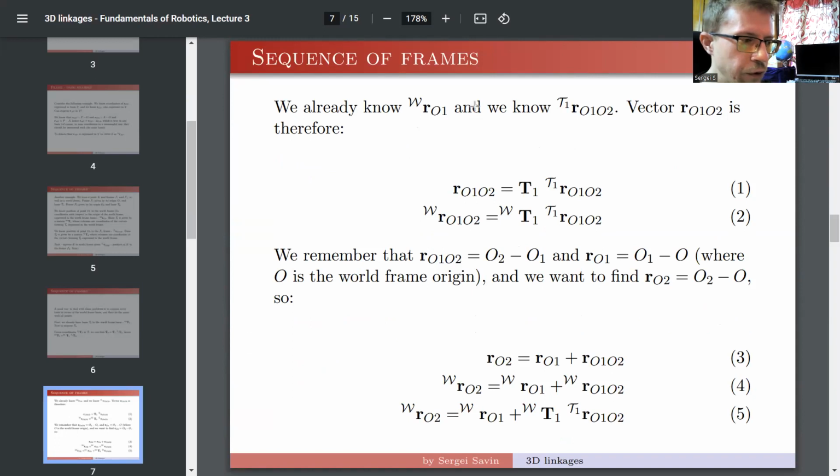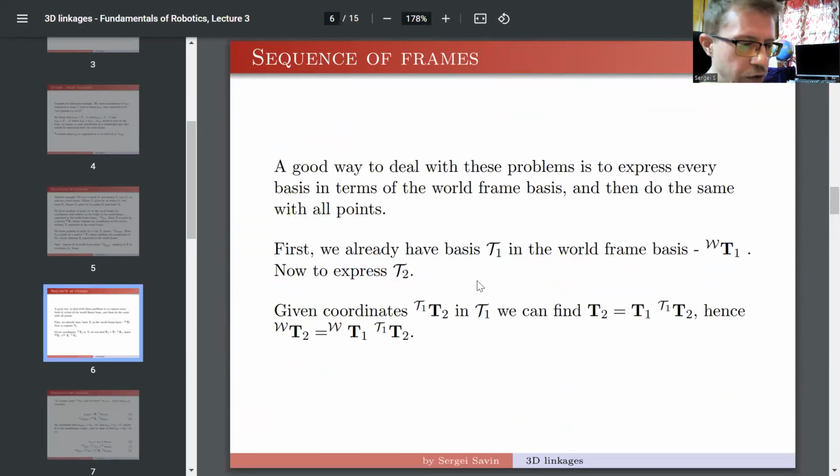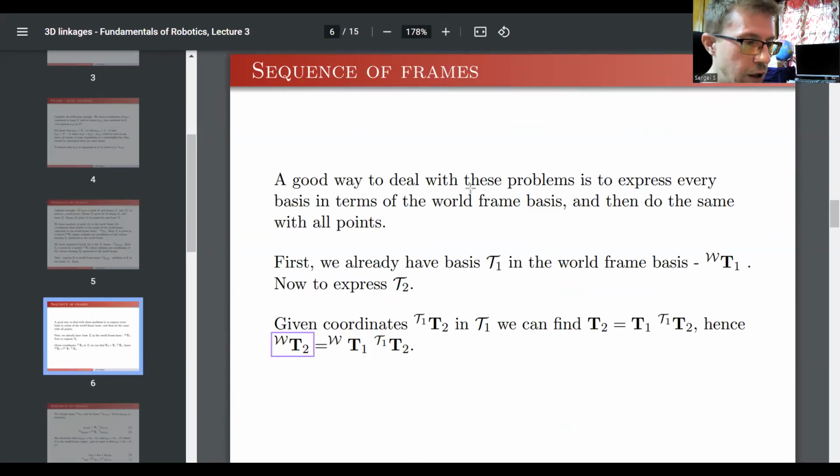What we achieved in the previous slide, let me come back. What we achieved in the previous slide was we got an expression of the frame T2 with respect to the world, right? So we had frame T2 with respect to the world. Now we know the absolute orientation of the frame.